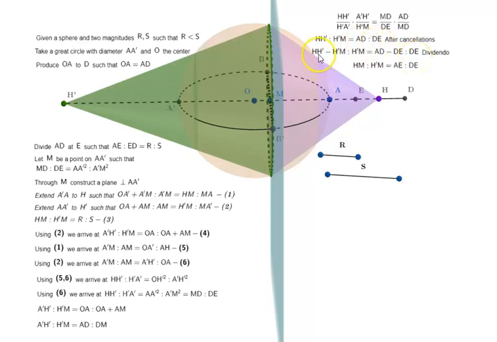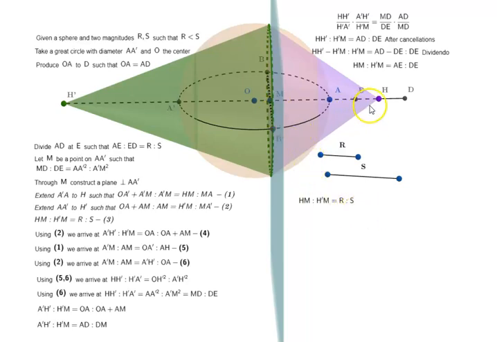That becomes H prime minus H prime M, which is nothing but HM. So HM is to H prime M is equal to AD minus DE. AD minus DE is AE. So it becomes AE is to DE. Since HM is to H prime M is equal to AE is to DE, and AE is to DE is equal to R is to S, that means HM is to H prime M is equal to R is to S.